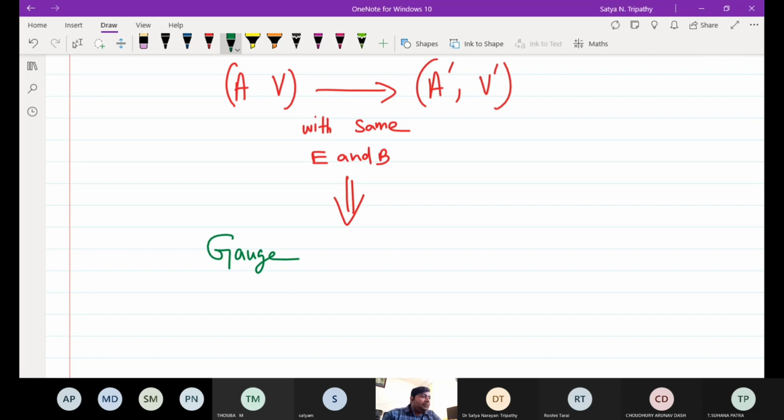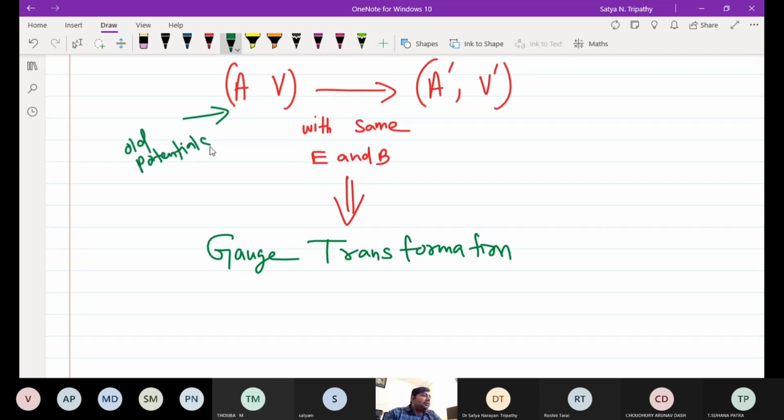This is called gauge transformation. That means going from one system, from one coordinate to another coordinate. So you have the old potential, and this is the new potential.